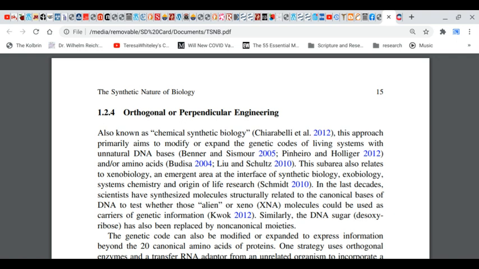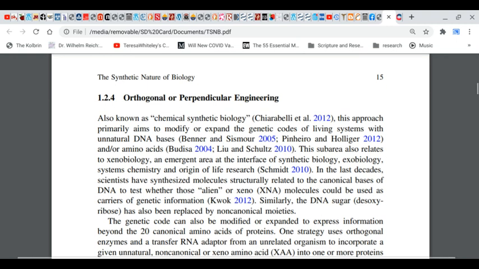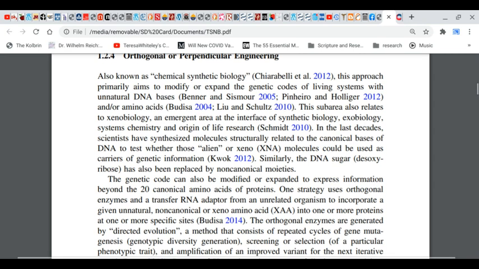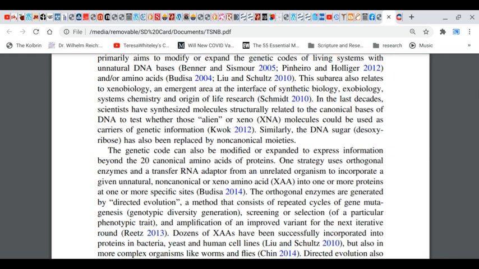In the last decade, scientists have synthesized molecules structurally related to canonical bases of DNA to test whether those alien or xeno XNA molecules could be used as carriers of genetic information. Similarly, the DNA sugar deoxyribose has also been replaced by non-canonical moieties. The genetic code can also be modified or expanded to express information beyond the 20 canonical amino acids of proteins.